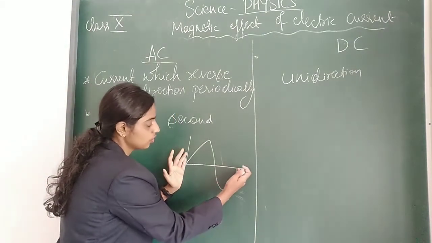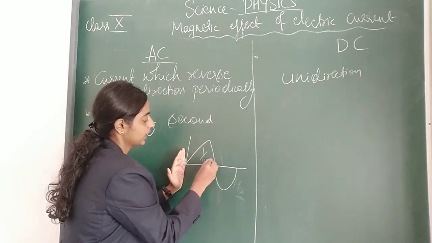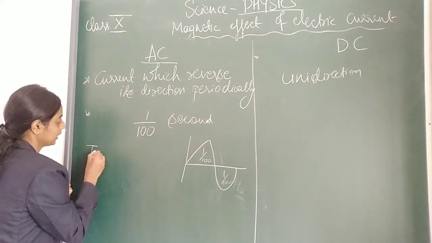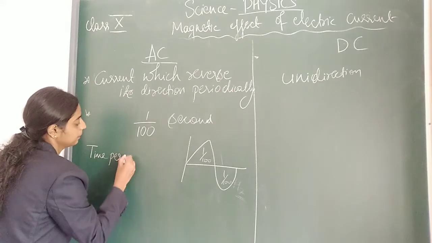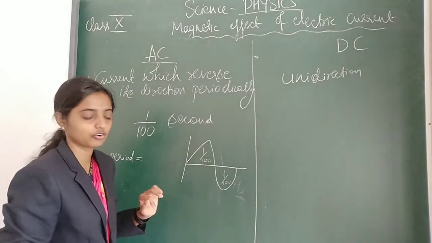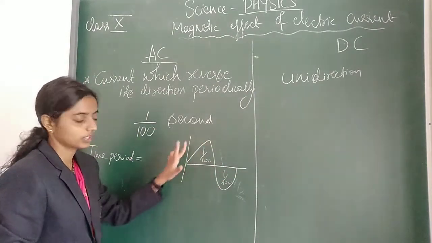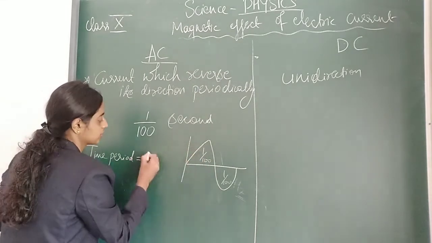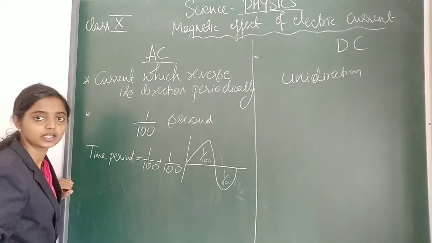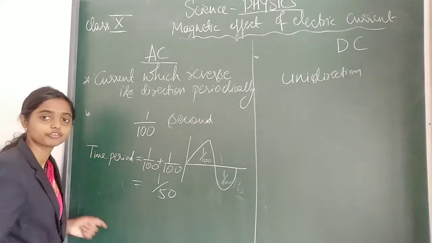So including these two, we'll get one complete rotation. Now this is 1 by 100 and this is another 1 by 100. Now to calculate the time period, it is nothing but half rotation plus another half rotation, that is, the overall reversing of this current in one rotation. That means we have half rotation 1 by 100 and the next is 1 by 100, right? So this is the time period. So we will get 1 by 50 here.